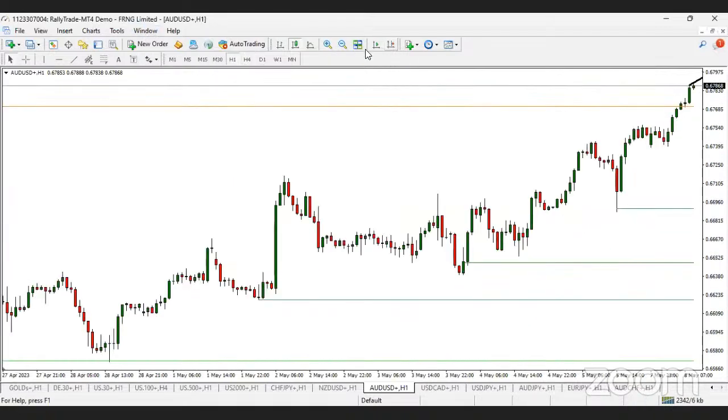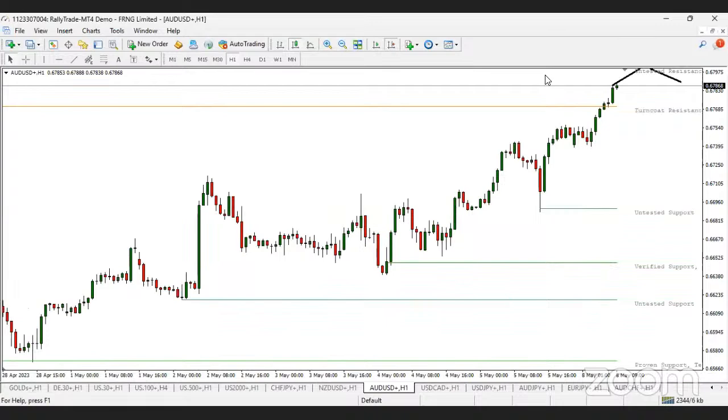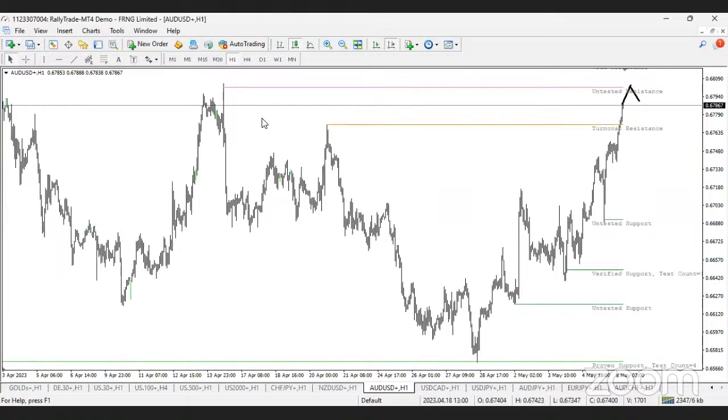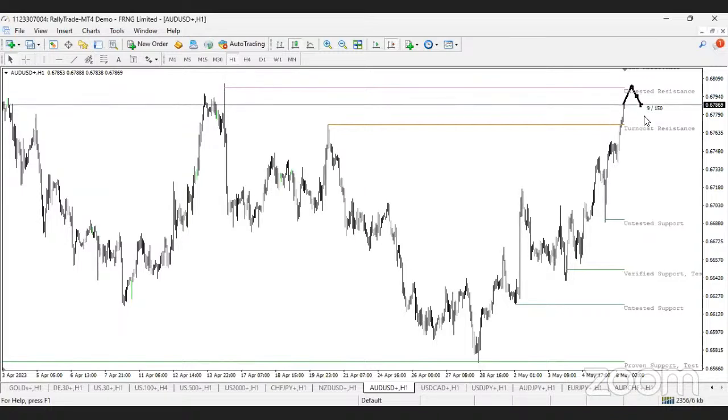Scaling down to the H1 time frame, it's also the same. On the H1 time frame, price has also broken this turncoat resistance. It's too late to enter a buy now. The reason to enter a buy on H1 is the retest of this broken resistance.